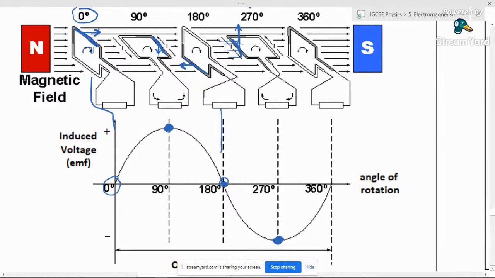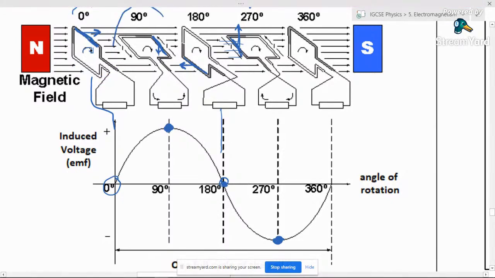If you point your fingers from the north to the south, so point your fingers to the right side of the screen, and then you point your thumb in the direction that it is moving, at that instant that coil is moving parallel to those field lines. This is going to be confusing using the right-hand palm rule because we're not generating an induced EMF. We're not cutting field lines. So instead of considering it there, let me just get rid of that.